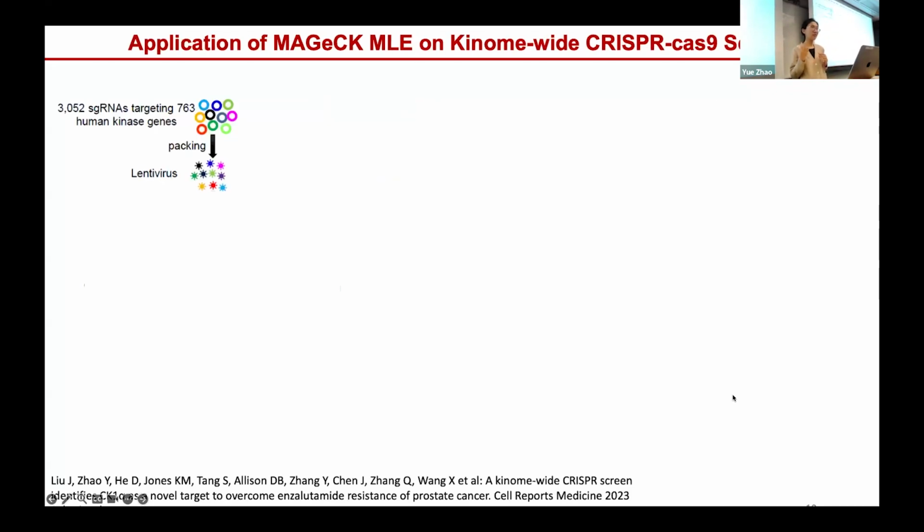So I'm showing here just one application of this MAGeCK MLE method on a kinome CRISPR-Cas9 screen I did in my research. Let me first say the goal of the research is because prostate cancer will eventually develop drug resistance to enzalutamide treatment. So we want to identify if there is any gene that can potentially be a drug target to resensitize those prostate cancer non-responders.